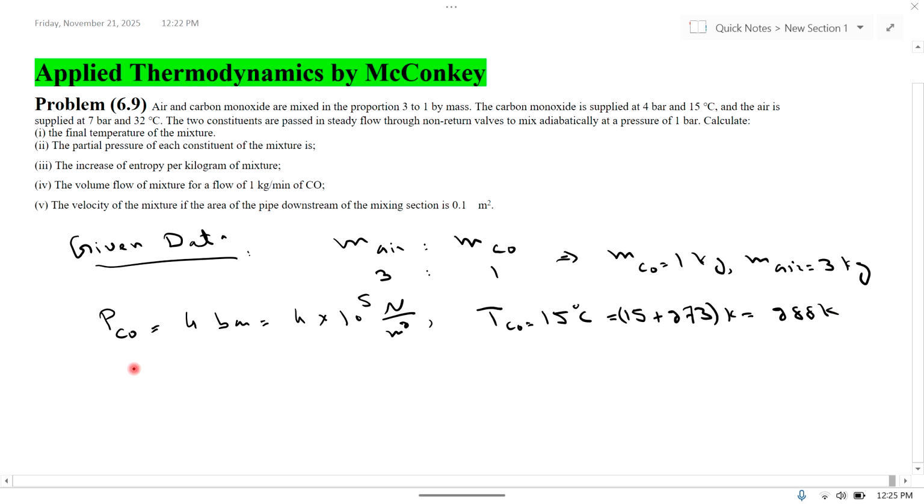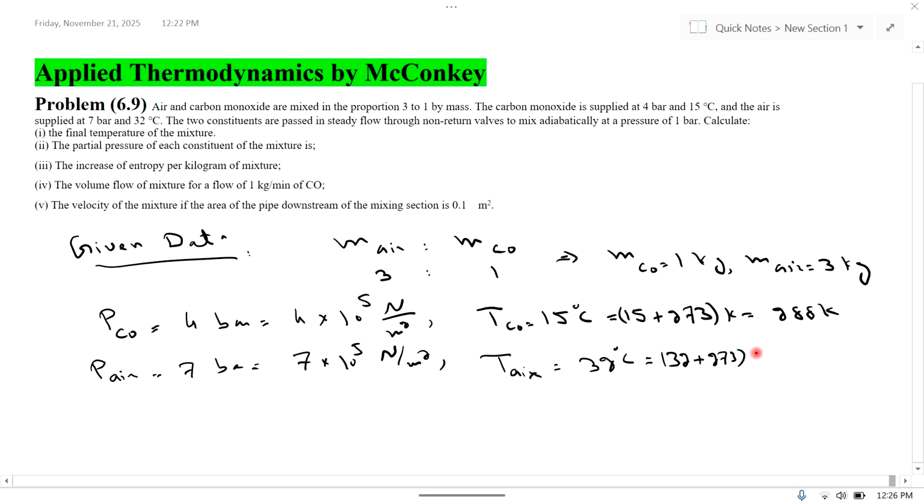Kelvin. And the air is supplied at 7 bar, so the pressure of air is 7 bar, and 7 bar is equal to 7 multiplied by 10 power 5 Pascal, and Pascal is equal to Newton per square meter. And the temperature is 32 degrees centigrade. So the temperature of air is 32 degrees centigrade. Convert this into Kelvin, which is 32 plus 273 Kelvin, which is equal to 305 Kelvin.